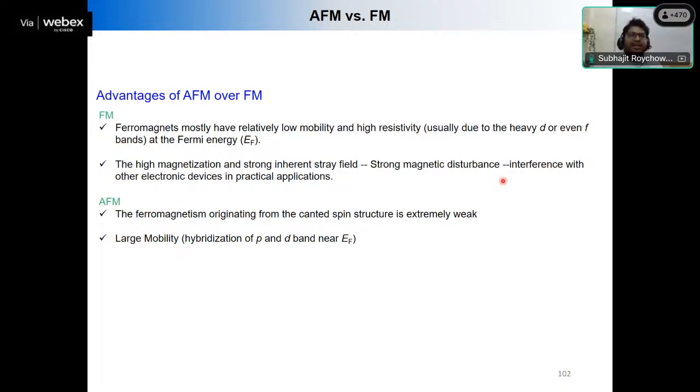If we choose antiferromagnet over ferromagnet, it will have several advantages, right? Because in a ferromagnet, you will always get low mobility and you will have a strong inherent stray field that can cause strong magnetic disturbance. But if you choose an antiferromagnet, the ferromagnetism originating from the canted spin structure is really weak and it can have large mobility.